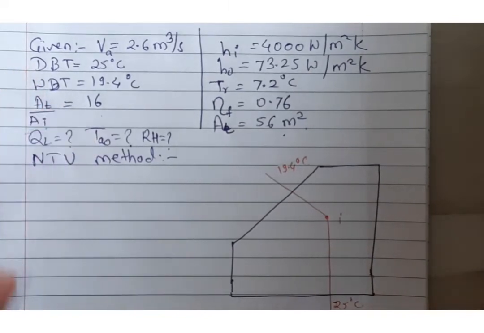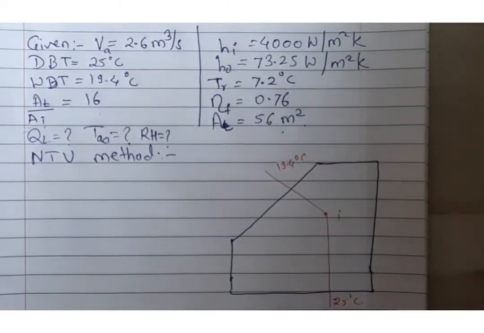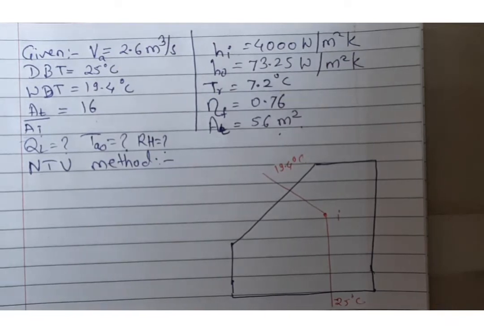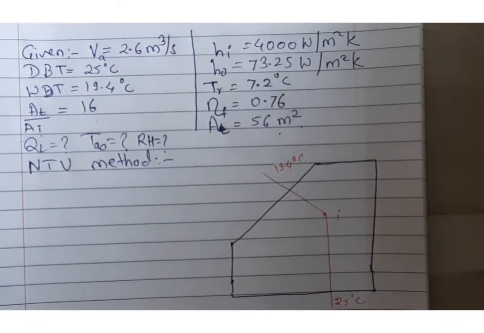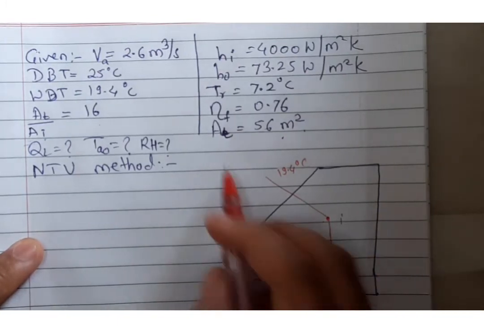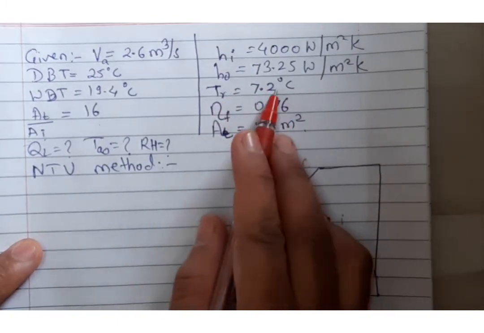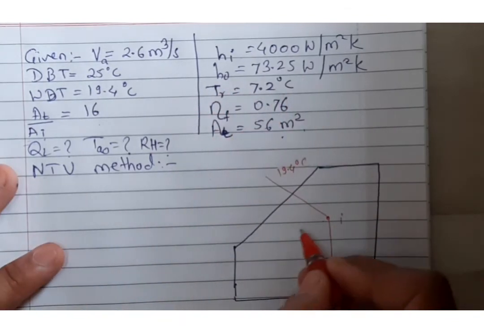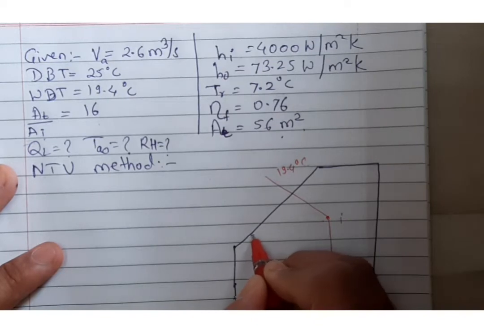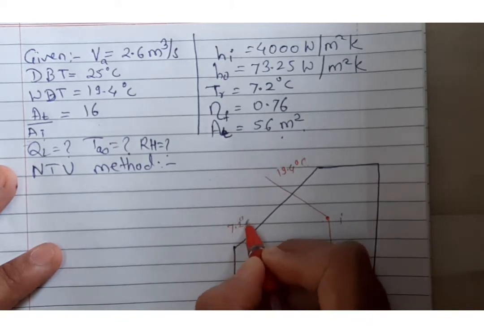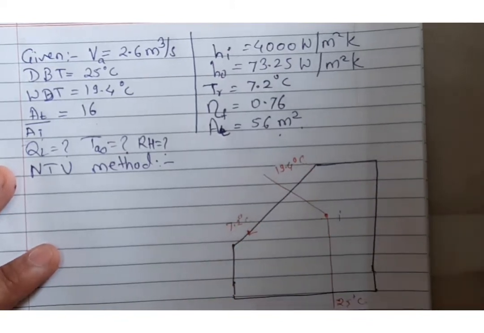Okay, now once we have got the initial point, we know very well that this is the initial point, and here you can see the TR is at 7.2 degrees Celsius. So we are supposed to use this process, or you can say, you can mark this 7.2 degrees Celsius. Why here? Because it is a liquid.